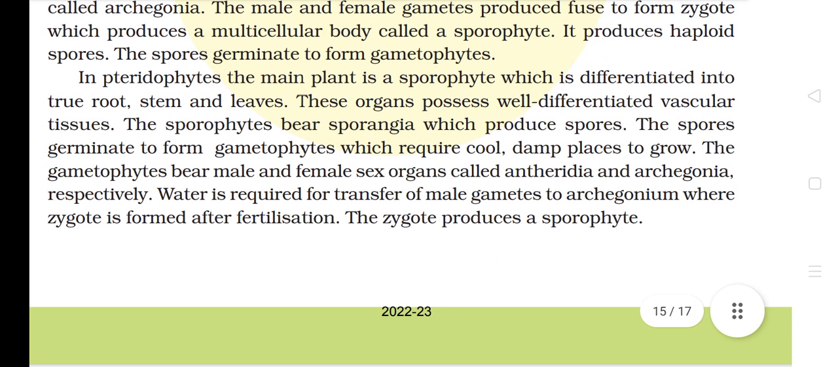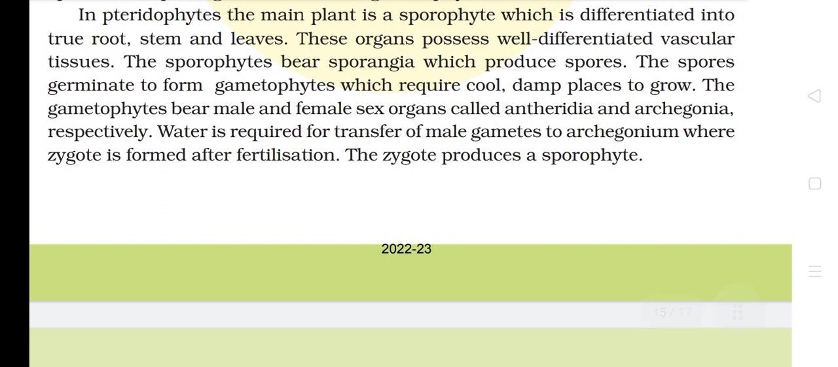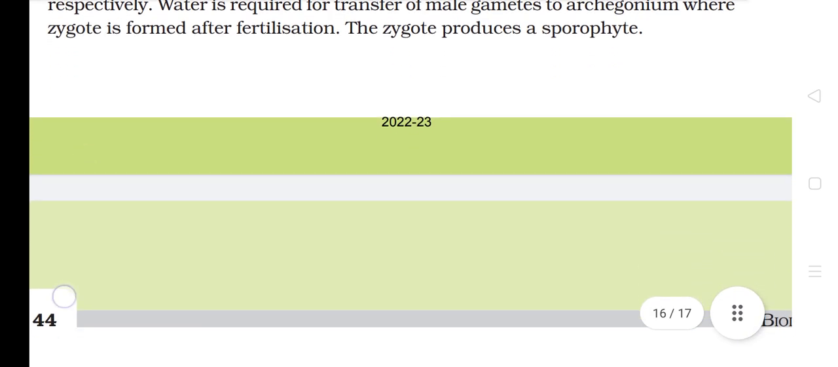In pteridophytes, the main plant is a sporophyte which is differentiated into true root, stem, and leaves. These organs possess well-differentiated vascular tissues. The sporophyte bears sporangia which produce spores. The spores germinate to form gametophytes which require cool, damp places to grow. The gametophytes bear male and female sex organs called antheridia and archegonia, respectively. Water is required for transfer of male gametes to the archegonium, where the zygote is formed after fertilization. The zygote produces a sporophyte.